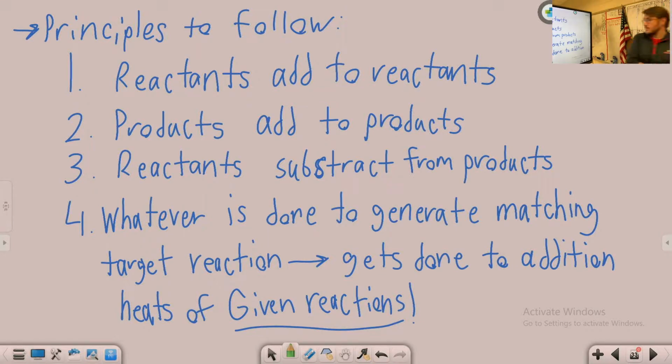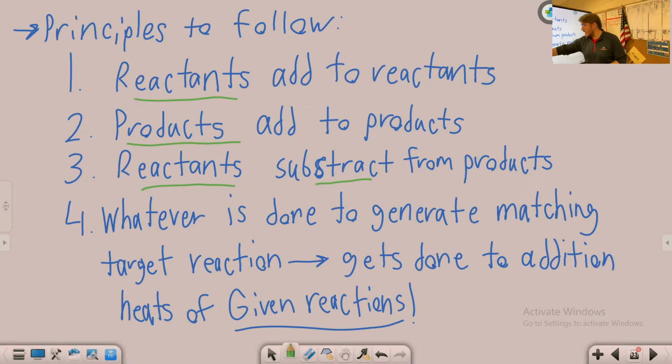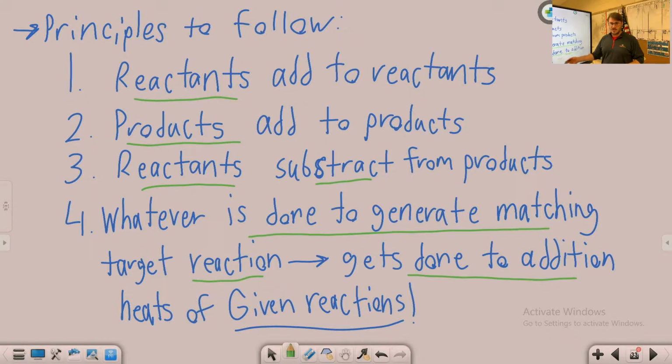Okay, good. So the principles to follow here are that reactants, no matter what, will in fact add to reactants. Products add to products. Reactants, though, that are on the reactant side of some reactions and the products of other reactions will subtract from things that are on the product side. You're going to see this when we get to it. These principles hold true. Then step 4 is whatever is done to generate the matching target reaction gets done to the addition of heats of the given reactions.